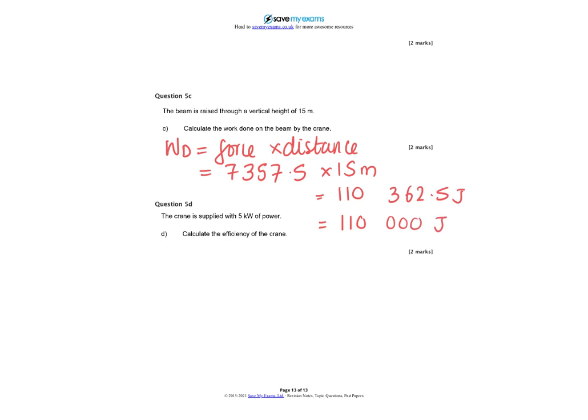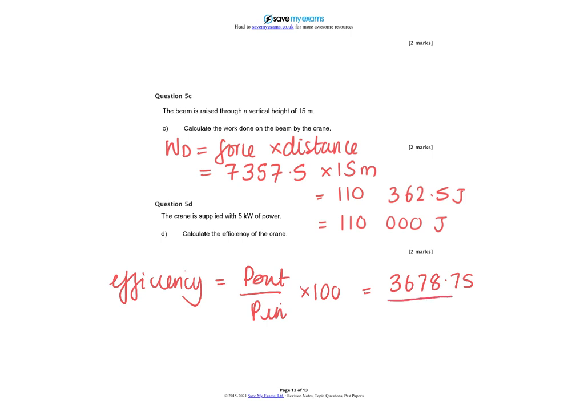Question 5d, the crane is supplied with 5 kilowatts of power, calculate the efficiency. So to do efficiency, we can do the power out divided by the power in times 100 because we want to give it as a percentage. So our power out is going to be from the previous page, part B, 3,678.75 watts, and the power in is in this question, 5 kilowatts, 5,000. These are both in watts, and then we times it by 100 so we can make it into a percentage, and you get roughly 74%.